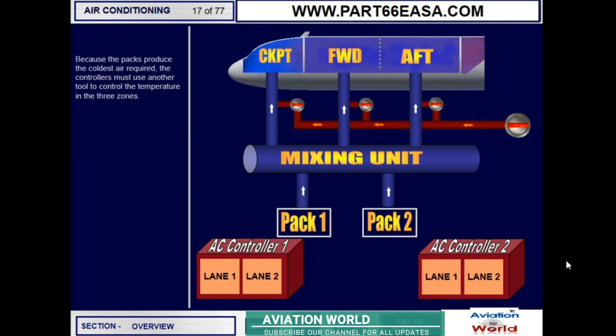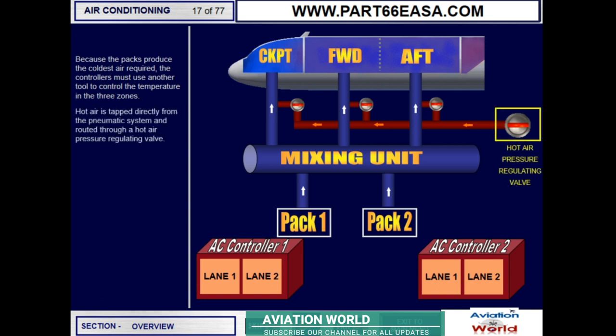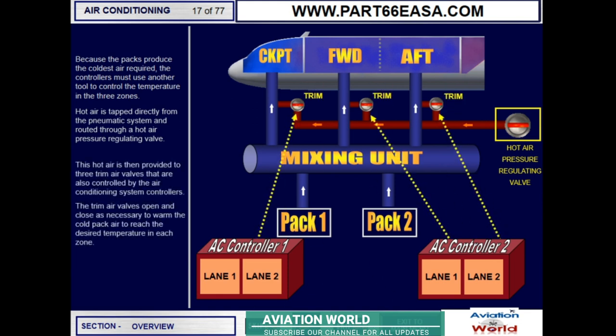Because the packs produce the coldest air required, the controllers must use another tool to control the temperature in the three zones. Hot air is tapped directly from the pneumatic system and routed through a hot air pressure regulating valve. This hot air is then provided to three trim air valves.